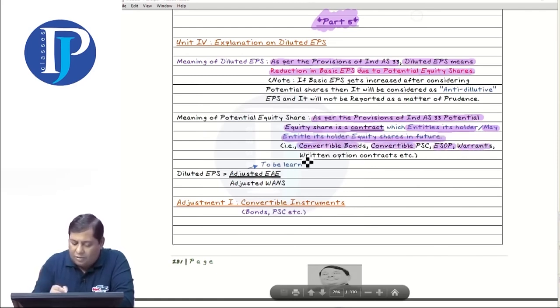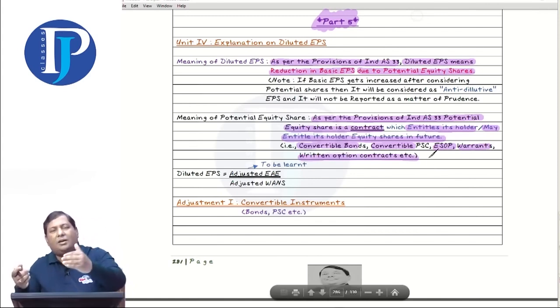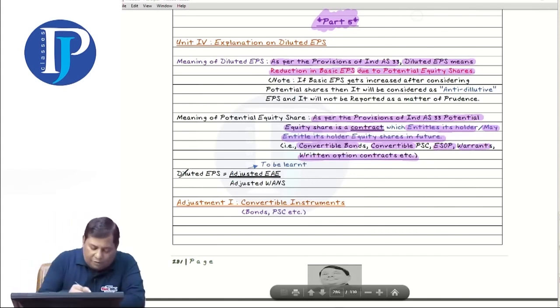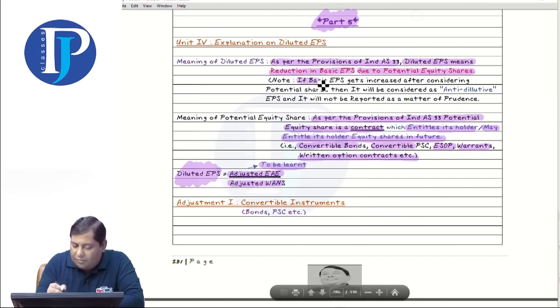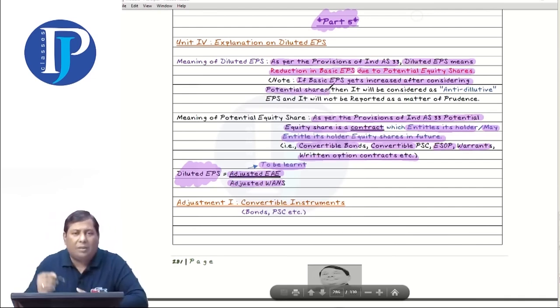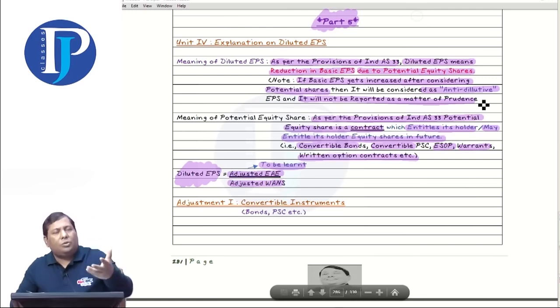Convertible ESOPs, warrants, options. I taught you to adjust all of these, right? Then we saw the formula. To make adjustments in earnings and in the weighted average, you'll have to learn it. Now if basic EPS increases after considering potential equity shares and after adjustment for your promises, that is called anti-dilutive and you should not disclose it as a matter of prudence. Everything I am saying is written in the notes.